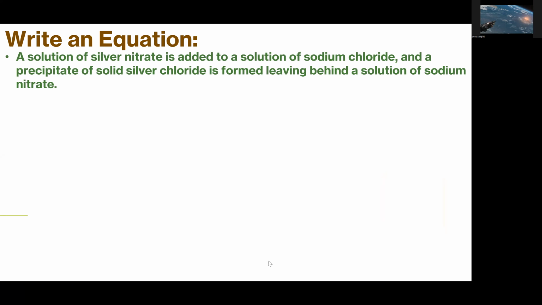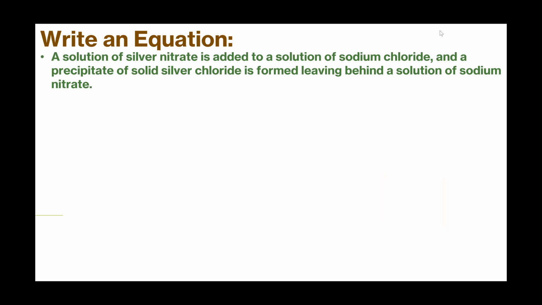All right. So let's start off by writing an equation. This is our sentence. We're going to say a solution of silver nitrate is added to a solution of sodium chloride and a precipitate of solid silver chloride is formed, leaving behind a solution of sodium nitrate. All right, so let's write this equation.